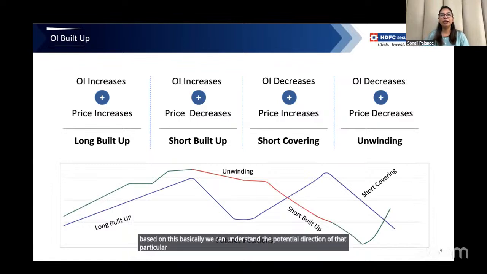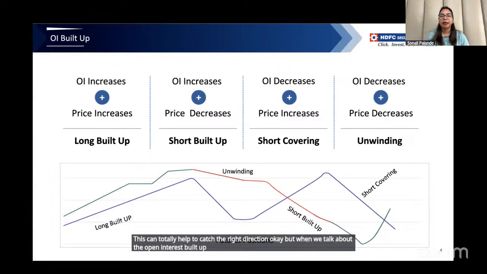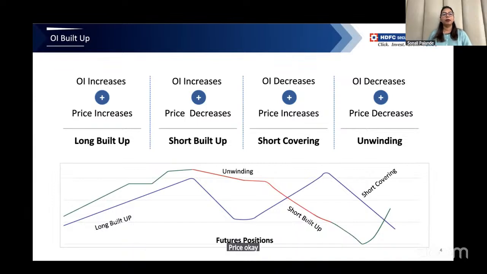Even if you're trading stocks, even if you're trading indices, this can totally help you catch the right direction. When we talk about open interest buildup, we compare 2 things: first, open interest, and second, price. When we compare these 2 things, these 4 concepts come out. So let's see how these four concepts are formed.